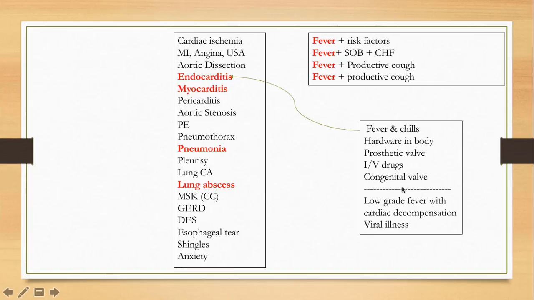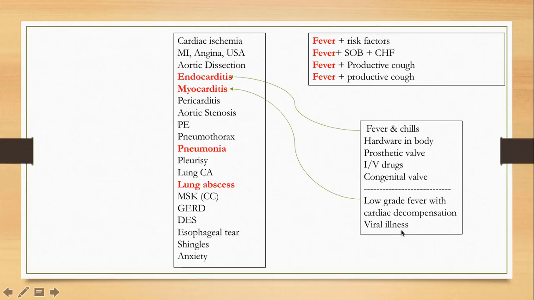So you say, okay, do you have fever with chills? And then if there is any prosthetic valve, if there is any history of IV drug use, or there is any hardware in the body. So if the patient says positive to some of these things, or if you know from history that there is something positive, then definitely think about endocarditis.